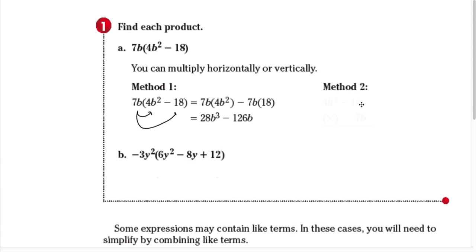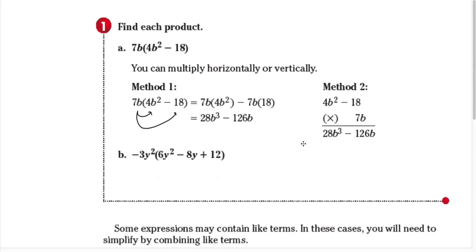In method 2, we do the vertical method. So we simply multiply vertically. We first multiply 7b times negative 18, like that, and multiply 7b times 4b squared. And we still end up with the same thing, 28b cubed minus 126b.